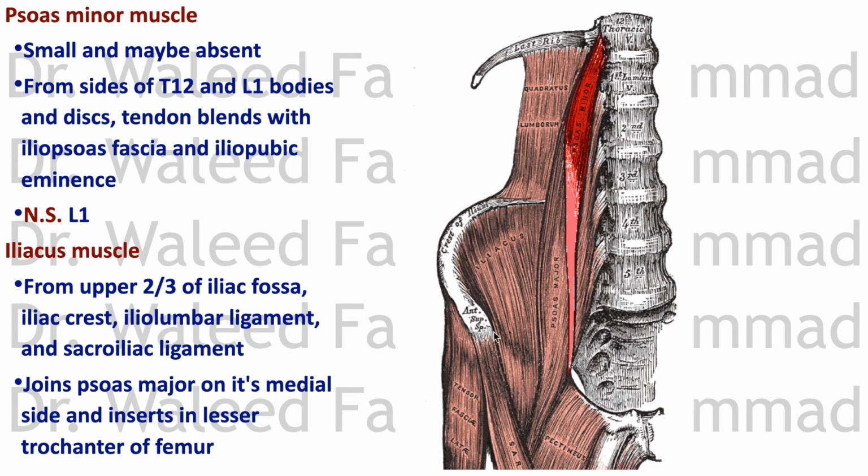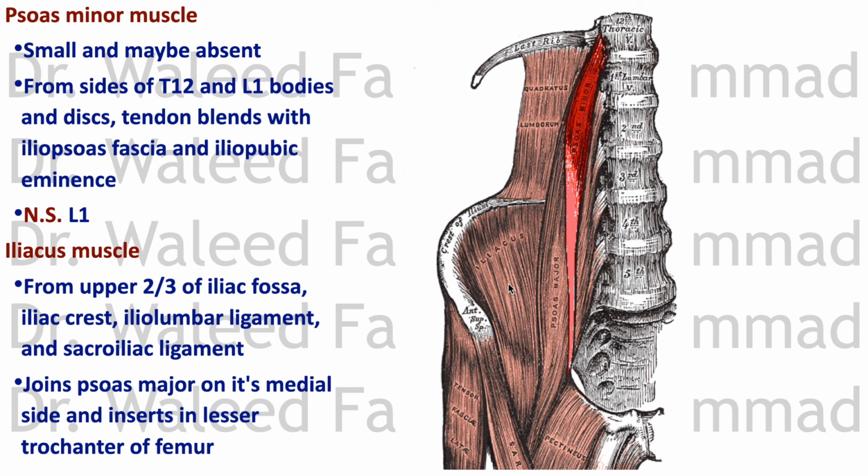The iliacus muscle, see, this is the iliacus muscle, arises from the upper 2/3 of the iliac fossa. Now, there is a question for you. Why the upper 2/3? Why not the whole iliac fossa? Well, if it arises from all of the iliac fossa, it won't be able to contract. So it arises from the upper 2/3 of the iliac fossa to give space for it to contract.